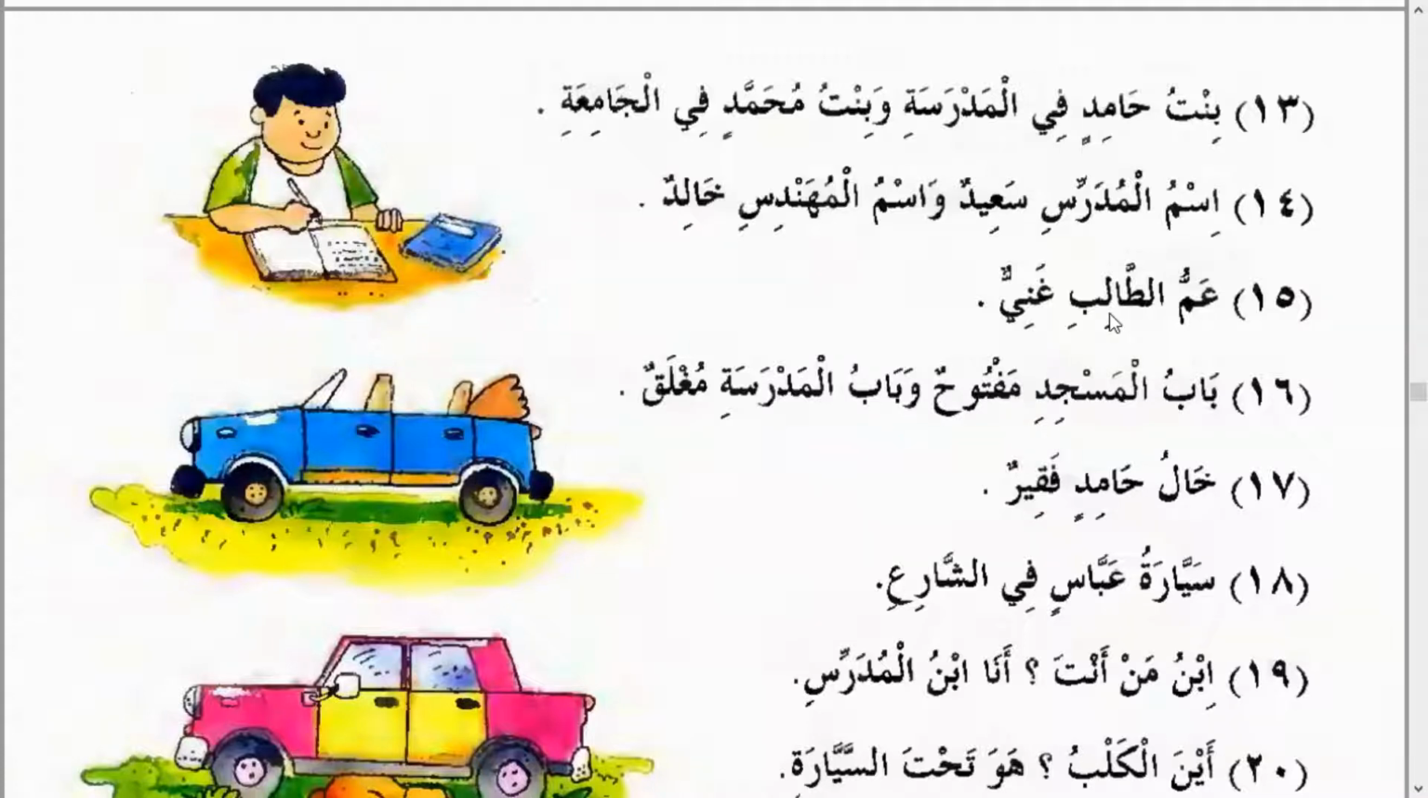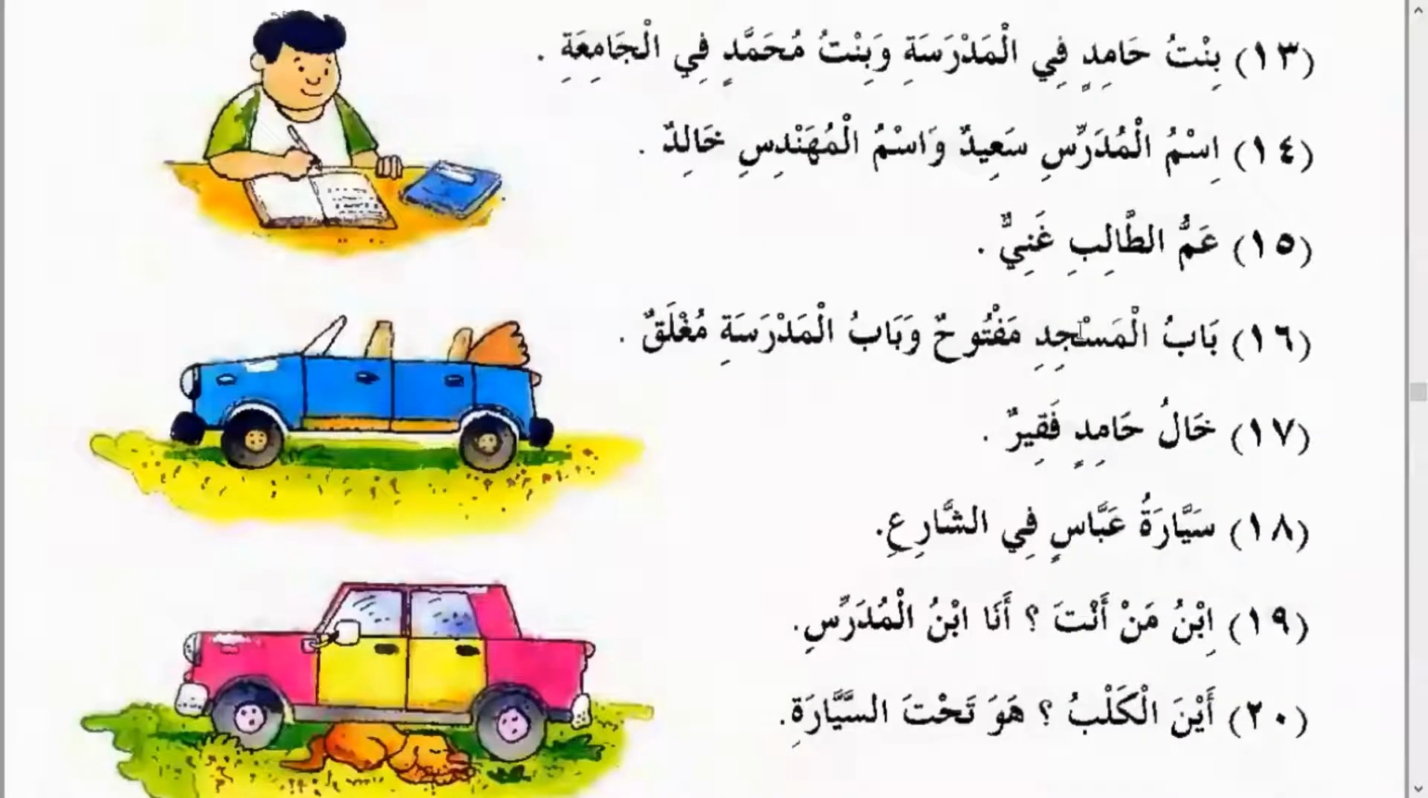This is mudaf and mudaf ilayhi again. The mudaf doesn't have tanween, doesn't have alif lam, and the second word, mudaf ilayhi, has a kasra, is majroor, genitive case. Babul masjidi, again mudaf mudaf ilayhi. The masjid's door is open, maftuhun, open. We learned maftuhun, open. Wa babul madrasati, and the door of the school is closed. Mughlaqun, closed.